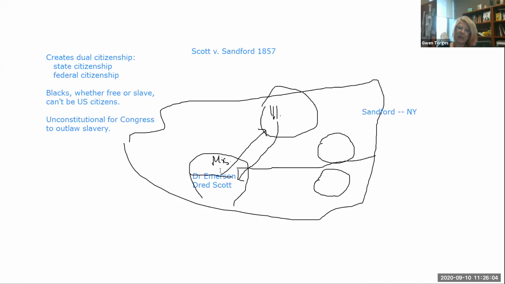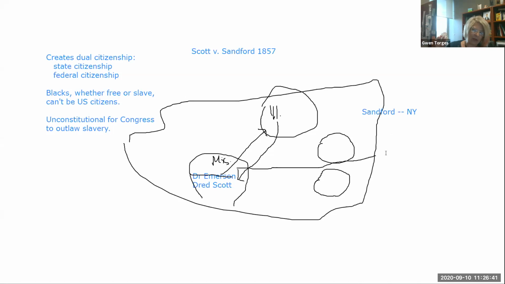So they lost in the state courts, but the lawyers made one last try to the Supreme Court. And in the Supreme Court, they filed suit under Article 3 of the Constitution. It says that the Supreme Court can be a court of original jurisdiction in cases involving citizens from two different states. So they said, we have our citizen down here, Dred Scott, who's a citizen of Missouri, and we have Mr. and Mrs. Sanford, citizens of New York.